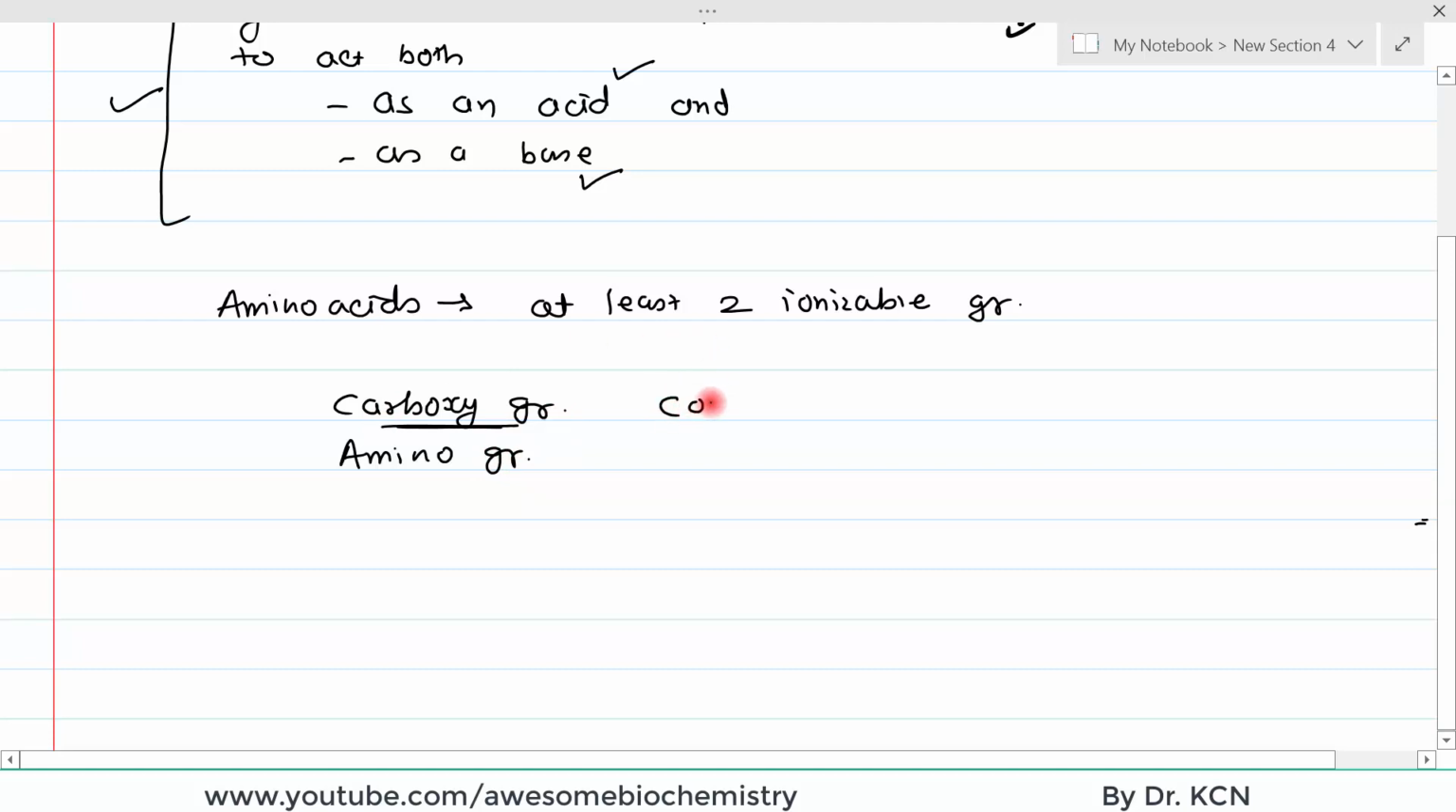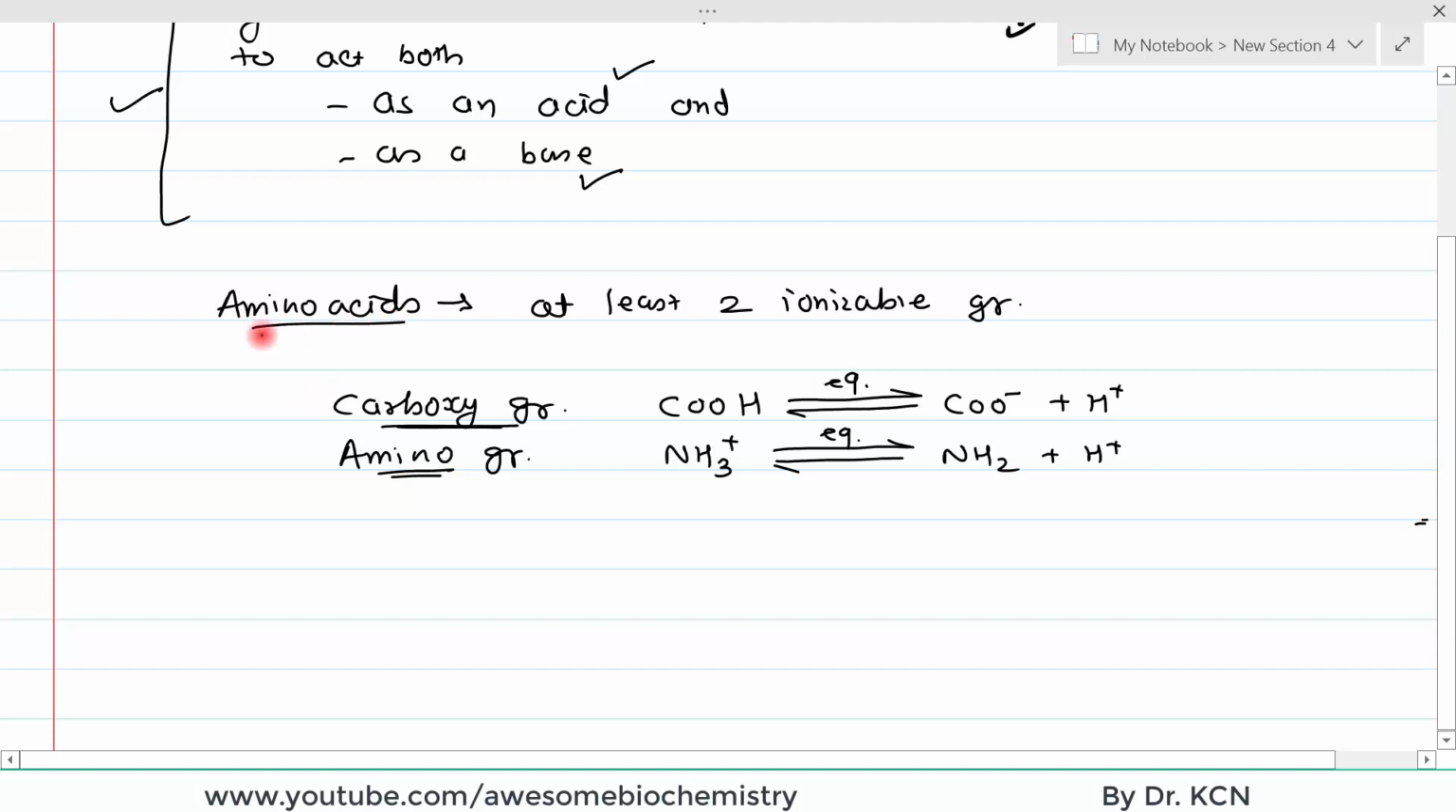We know that it is a COOH group, but depending on the pH of the surroundings, it can undergo ionization like this: COO minus plus H plus. Similarly, the amino group, depending on the surrounding medium's pH, can undergo ionization to NH2 plus H plus. This ionization is at equilibrium, and this equilibrium depends on the surrounding pH. So all amino acids contain at least 2 ionizable groups.